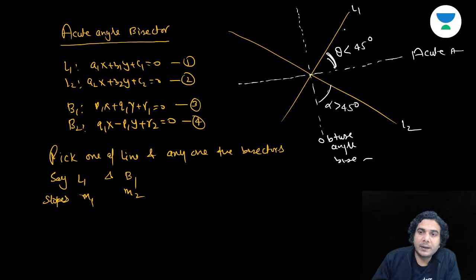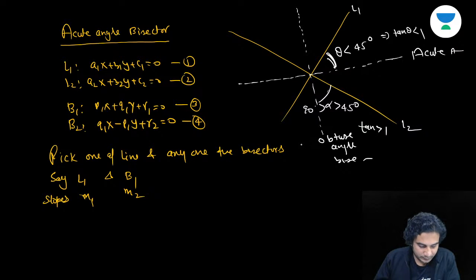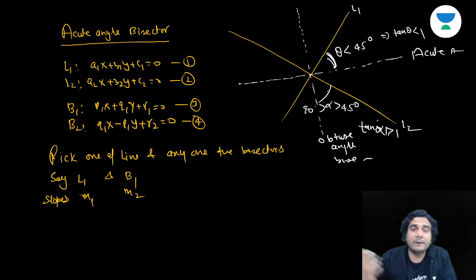So if I find the angle between the acute angle bisector and the line: whenever theta is less than 45, tan theta is less than 1, right? Whenever the angle is more than 45, of course less than 90, tan theta is more than 1. So tan alpha is more than 1 or less than 1 according as alpha is between 0 to 45 or 45 to 90.